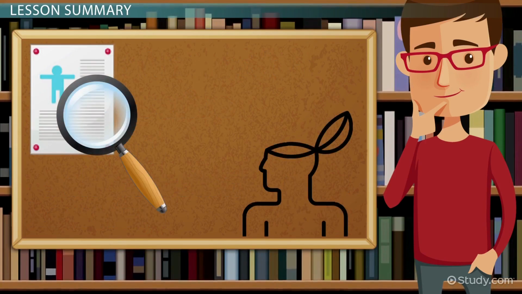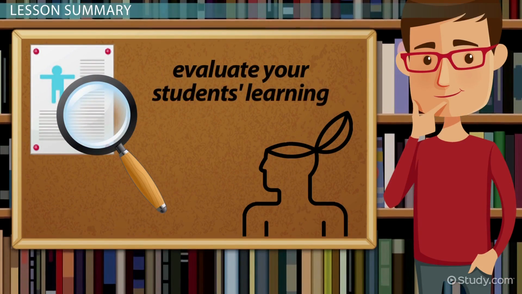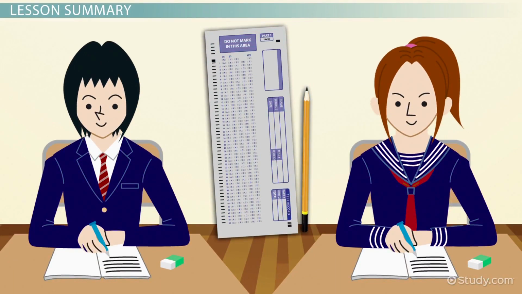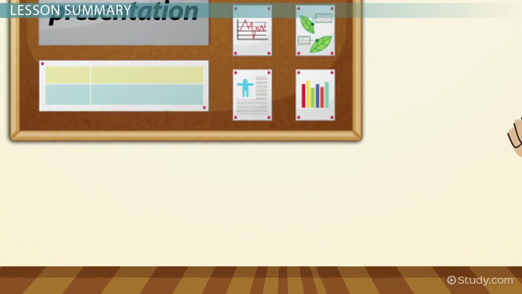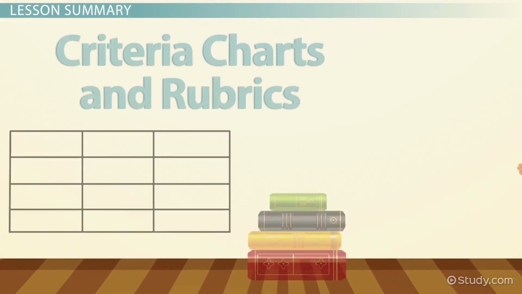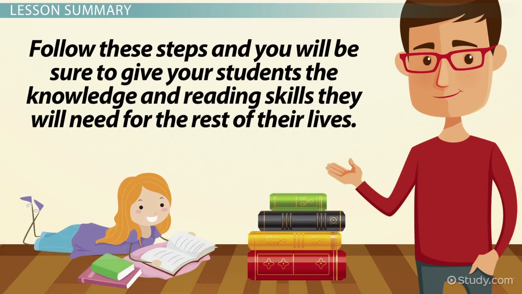The final step is to create the assessment. You need some sort of way to evaluate your students' learning. Traditional quizzes and tests can be those assessments, or you can be more creative and design a final project or presentation. Whichever form of assessment you choose, be sure to create criteria charts and rubrics to show clear expectations for your students. Follow these steps and you'll be sure to give your students the knowledge and reading skills they will need for the rest of their lives.